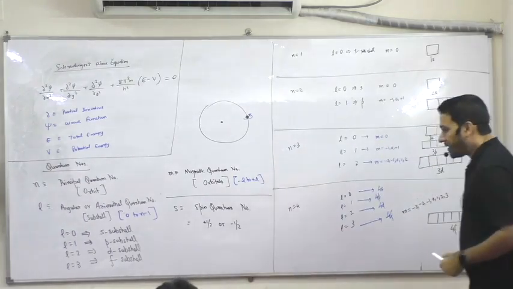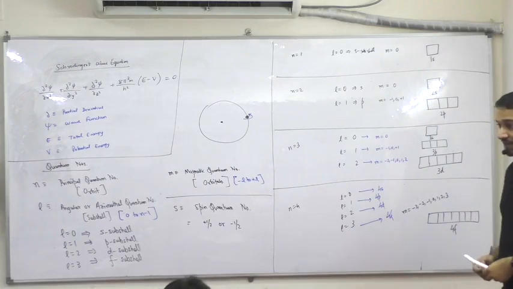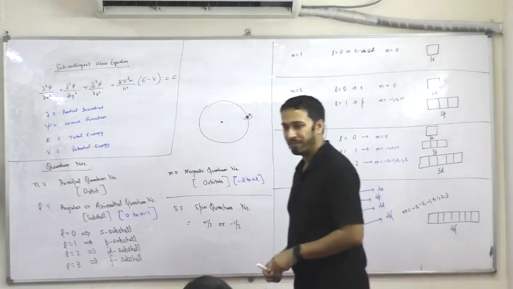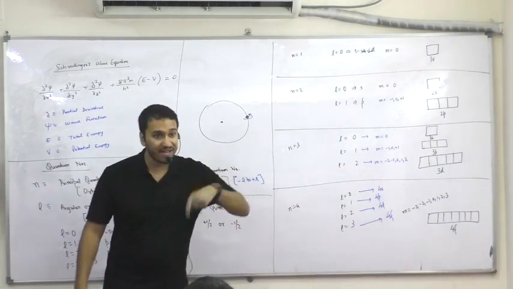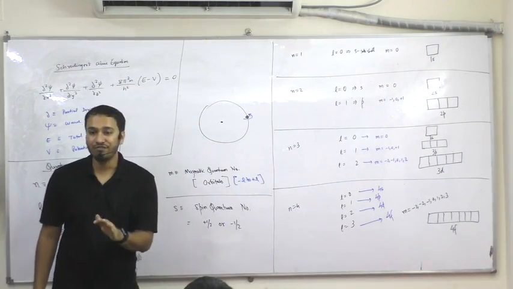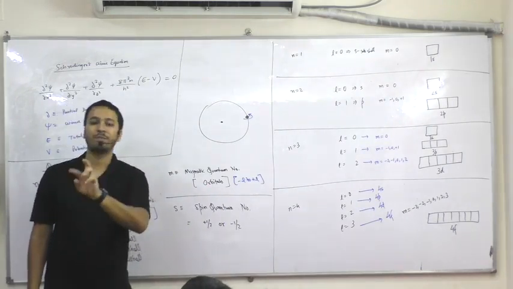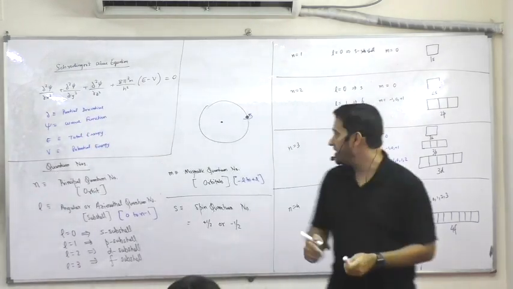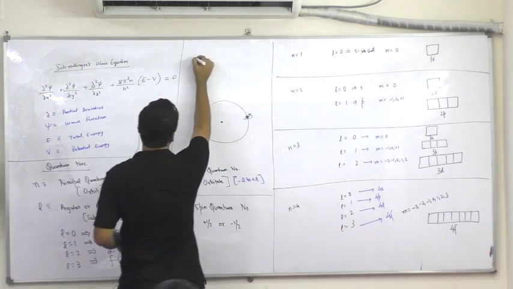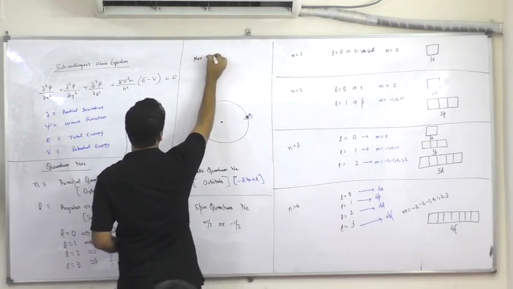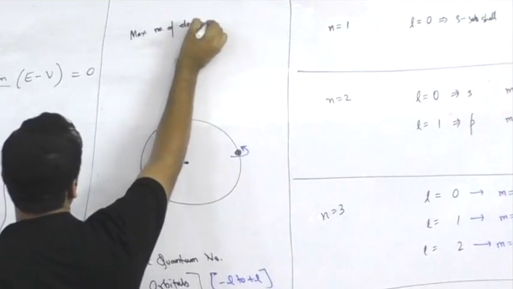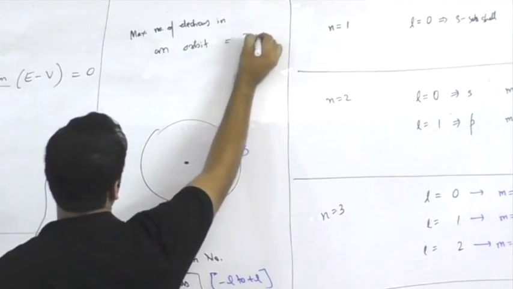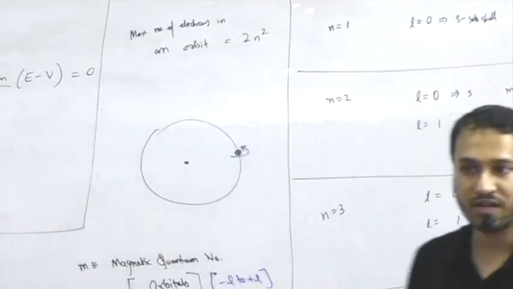So there are two spin quantum numbers, plus half and minus half. Inside each orbital, I can fill two electrons. And these two electrons, which I fill inside the orbital, will have two spin states. One will be plus half and the other will be minus half. Always. Now, you must have heard this formula in childhood, that the max number of electrons in an orbit, what is the formula? 2n square.